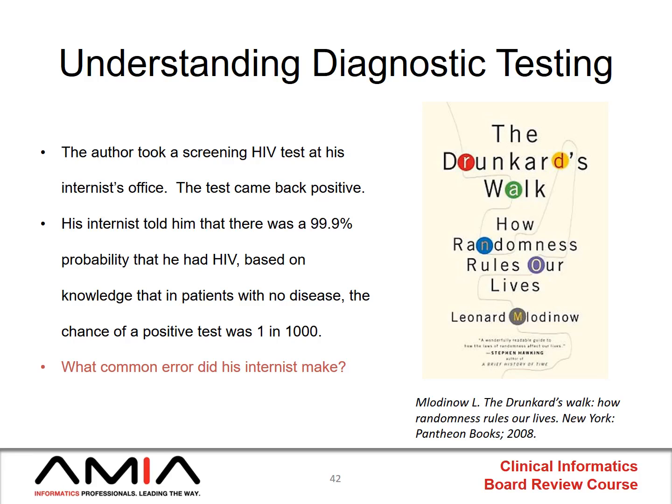And what I would suggest to you is that in that statement, there is a huge, huge error, a misinterpretation of these 2x2 contingency tables. And we're going to, hopefully by the end of the second half of the lecture, understand exactly how his internist made this mistake and understand how to not make the mistake ourselves.